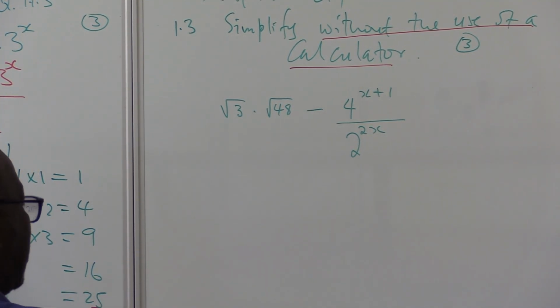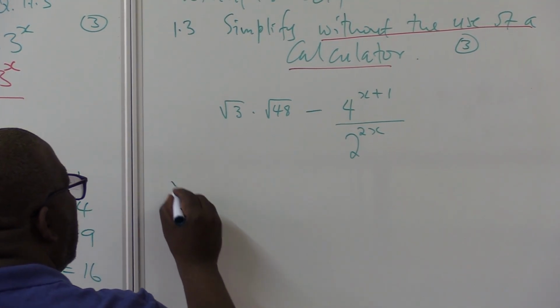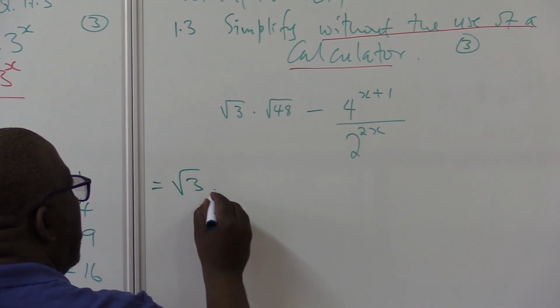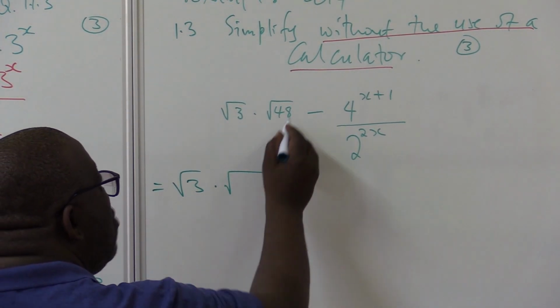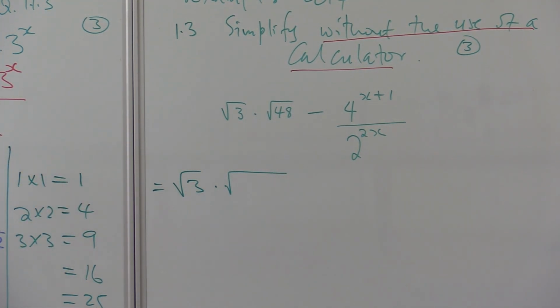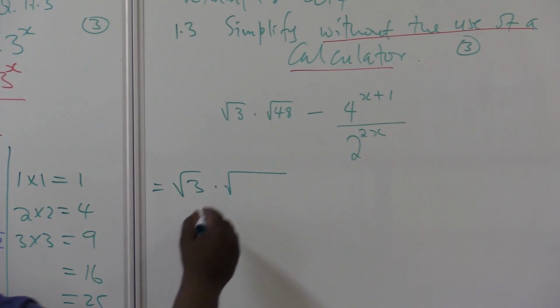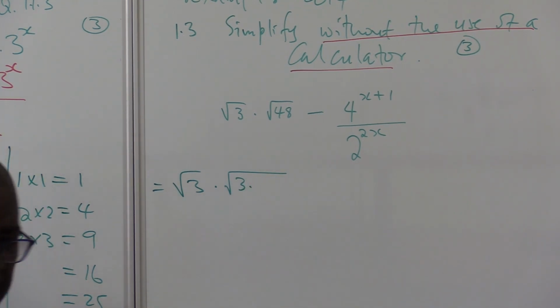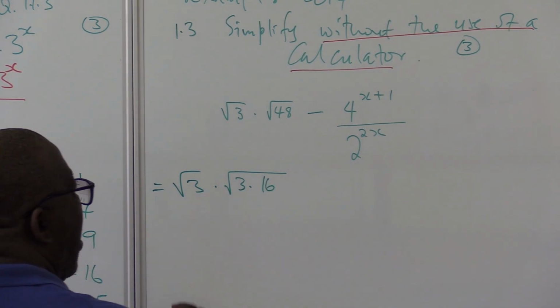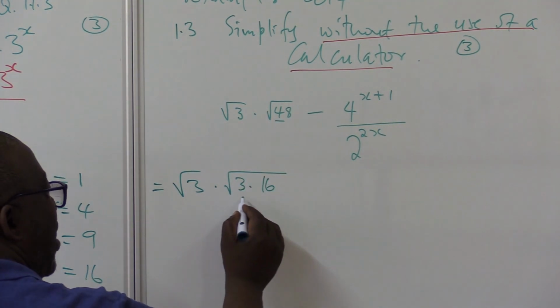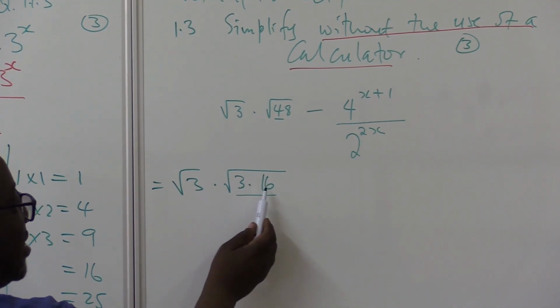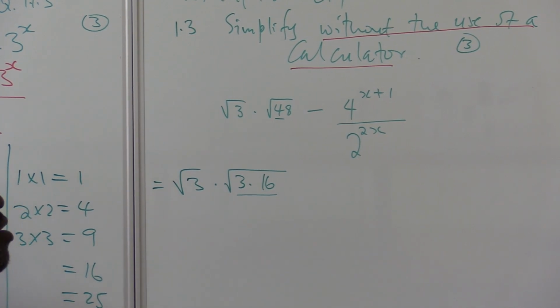Let's work it out. I want us to break this value here. I've got root 3, this equals root 3 times root 48. Can we break 48 such that there is a perfect square and a 3? 3 times what will give us 48? Let me quickly check. 48 divided by 3. Yes, 3 times 16. This is exactly the same as that one. But is this a perfect square? Yes, we can find it without a calculator.